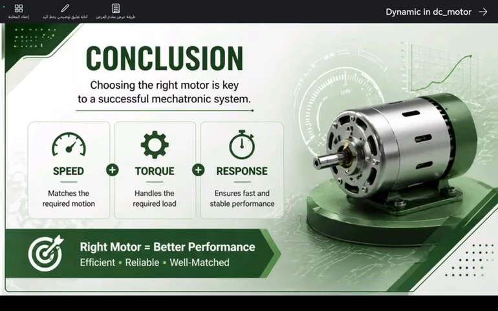In the end, we can see that any successful project starts with good math and calculations. Theory and dynamics help us understand the machine before we build it. This is how we avoid mistakes and make our design safe and strong.